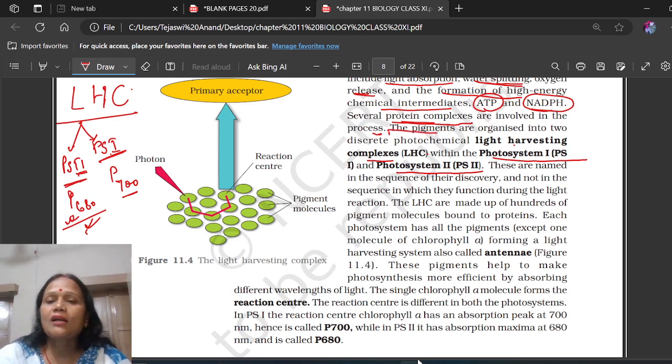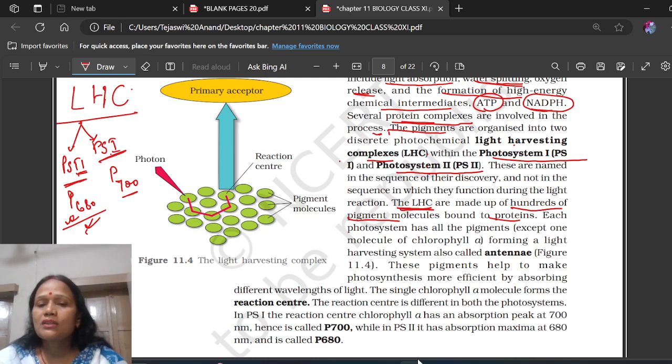The pigments are organized into two discrete photochemical complexes like PS2 and PS1. I have told you. So LHC जो है क्या? What is LHC? The LHC भी बहुत से 100s of pigment molecules से composed है, and they are bound to proteins. You understand that each photosystem has all the pigments except chlorophyll A, and this harvesting system is also known as antenna. You can say antenna. These pigments help to make photosynthesis more efficient by absorbing wavelengths of light.